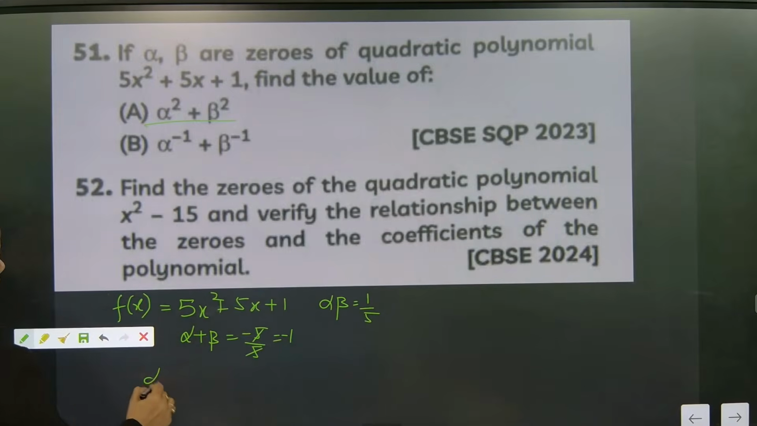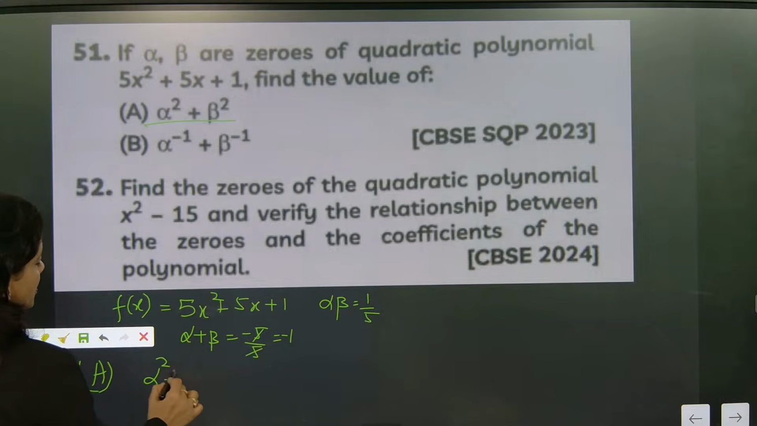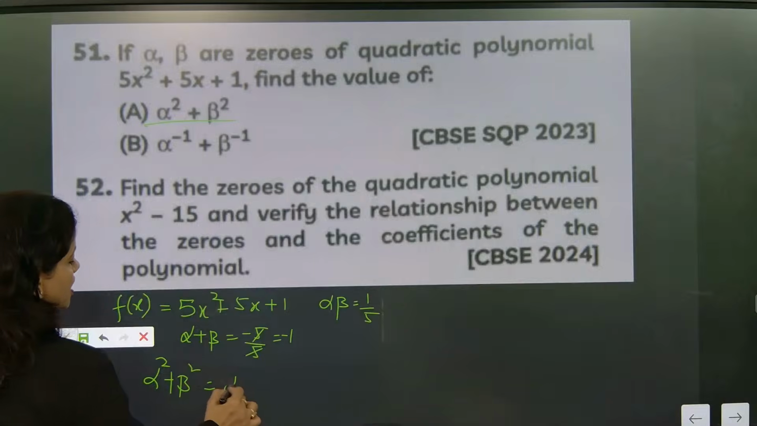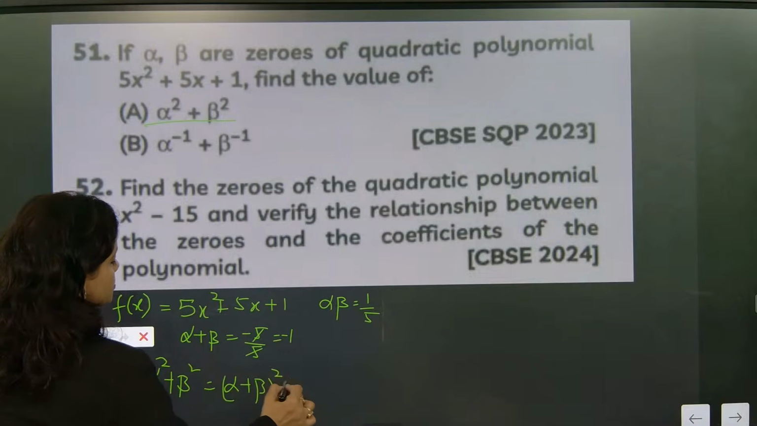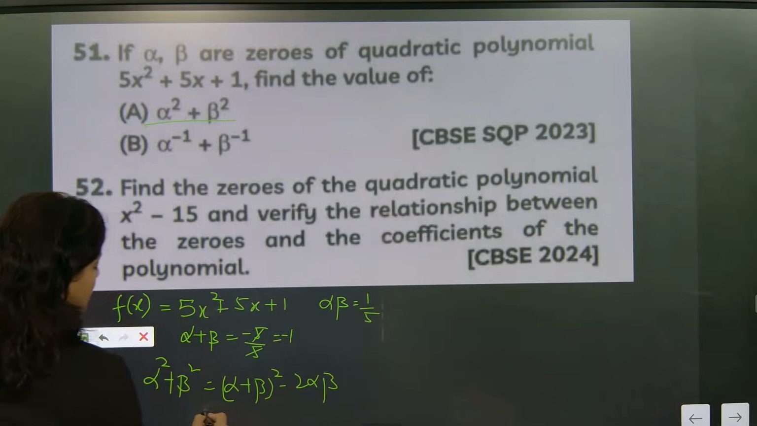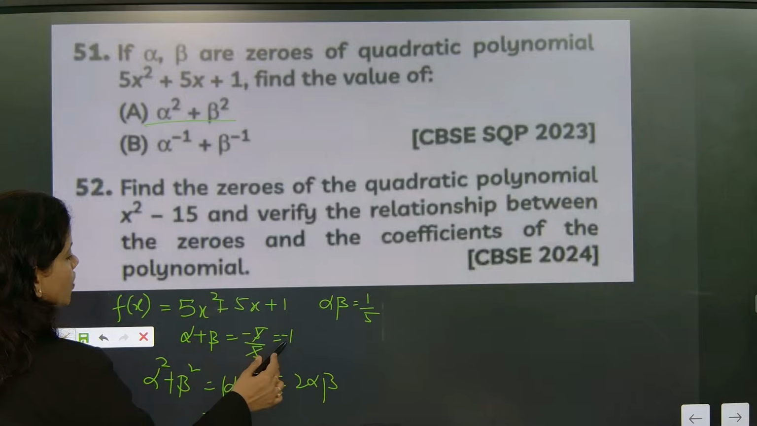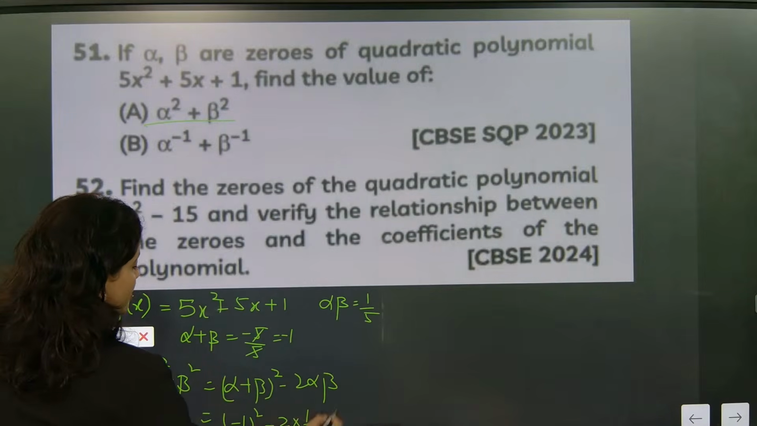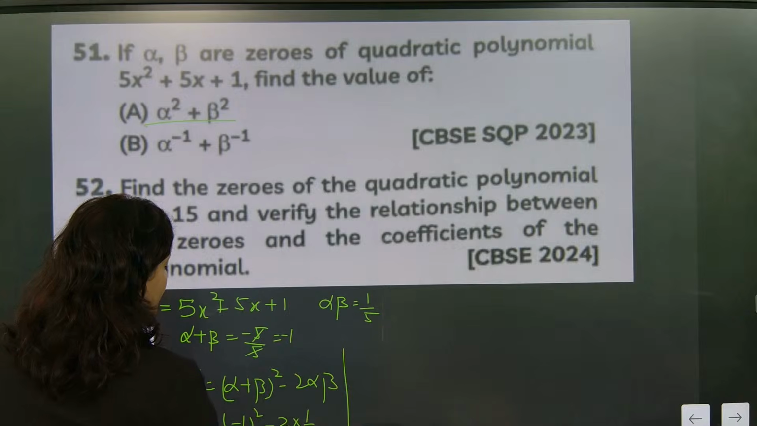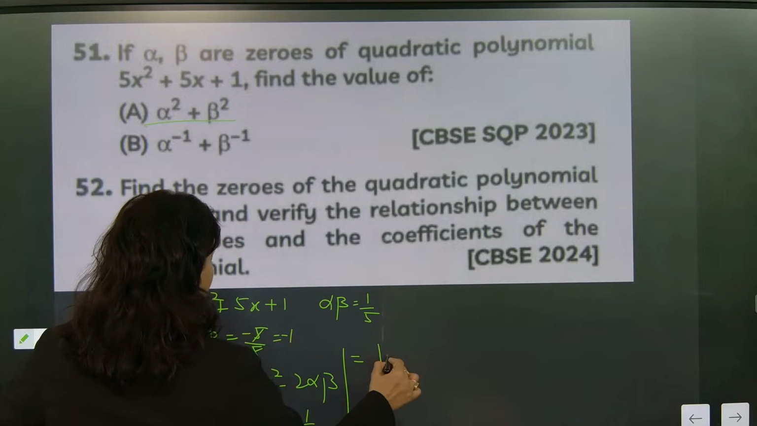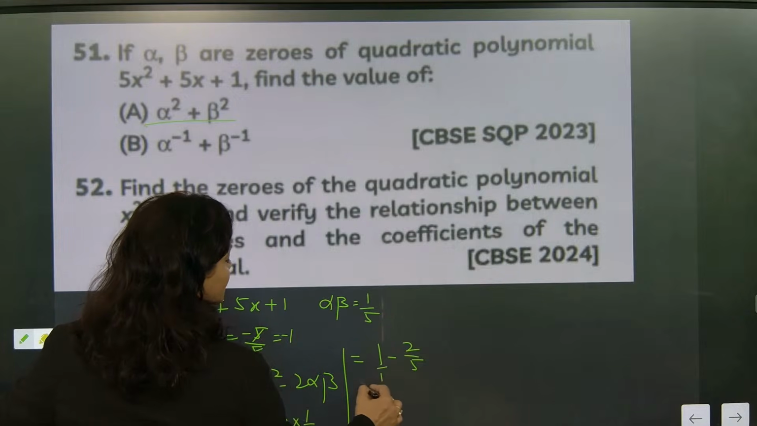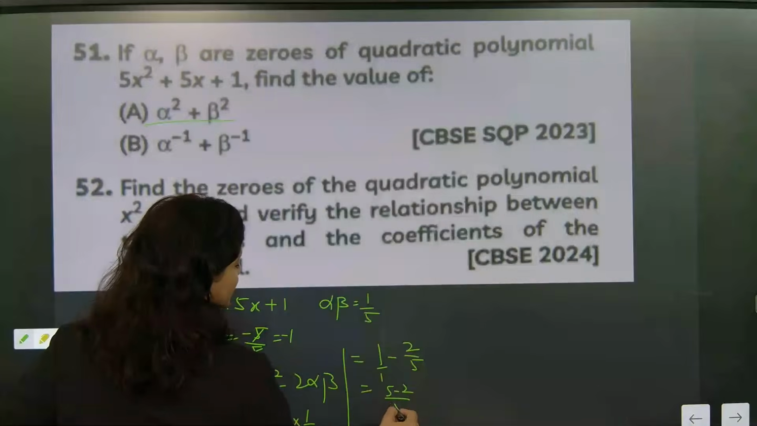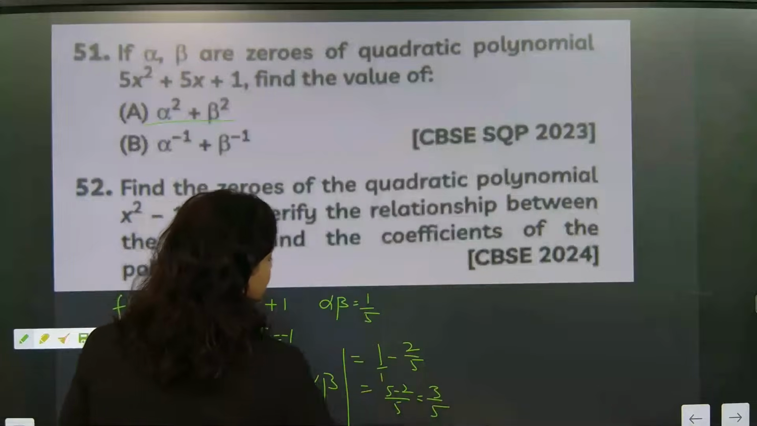First question, A: alpha square plus beta square. What are you going to write? Alpha plus beta whole square minus 2 alpha beta. So alpha plus beta whole square is minus 1 whole square minus 2 into 1 by 5. So it is coming as 1 minus 2 by 5. After solving, it is 5 minus 2 by 5. It is coming as 3 by 5.